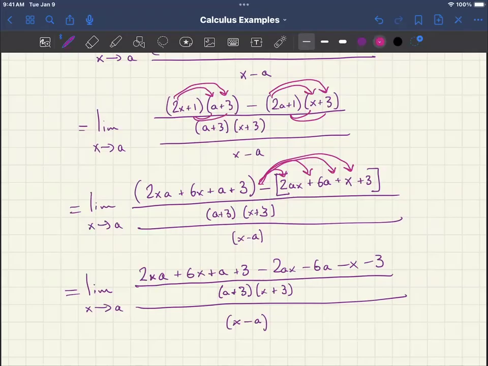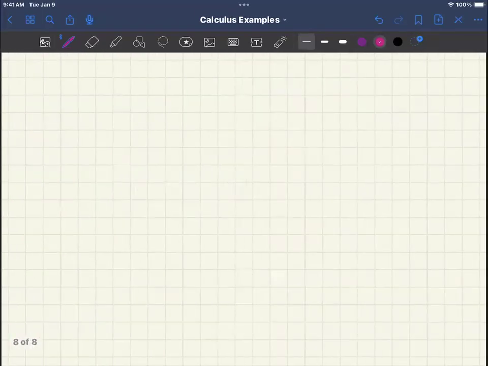Now we see that some of our terms on top are going to cancel. The 2xa and the 2ax, those are the same thing. Plus and minus, plus 3 minus 3. And then we can scoot together our x's and our a's. So we have a 6x over here and a minus x, so we're going to get positive 5x. And then we have a plus a and a minus 6a, so it's minus 5a.